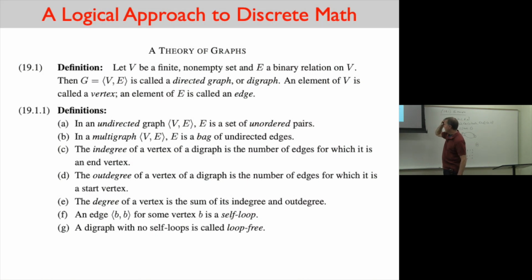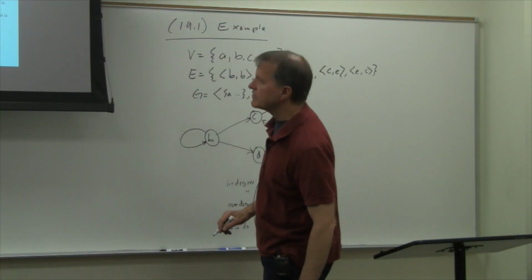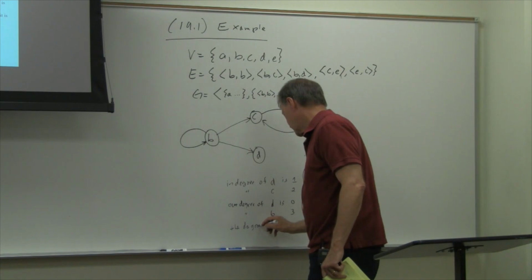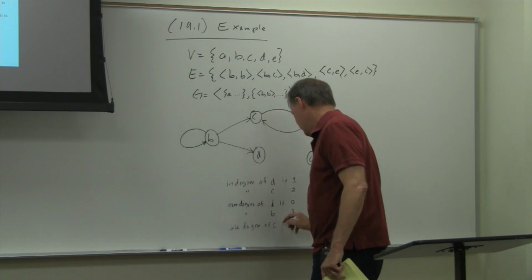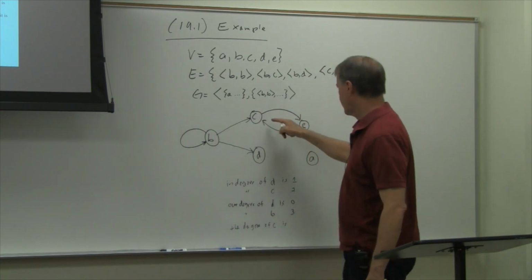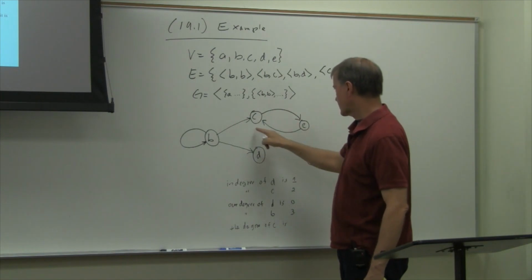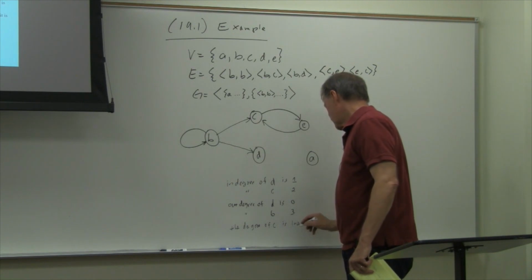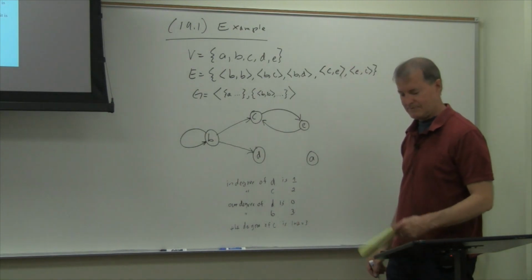The degree of a vertex is the sum of its in degree and out degree. So how about the degree of C? The degree of C is 1 plus 2, right? Which is 3. Is everybody clear on that?